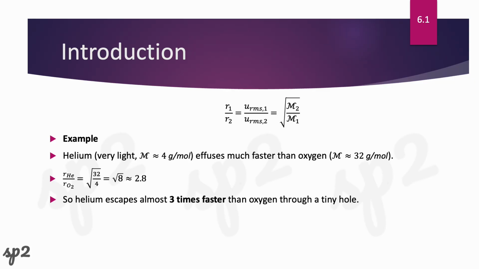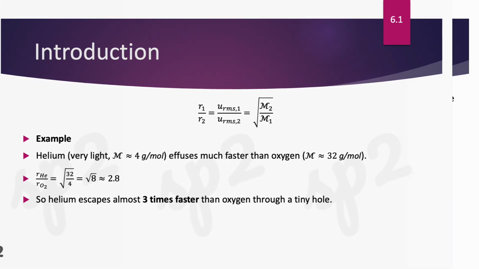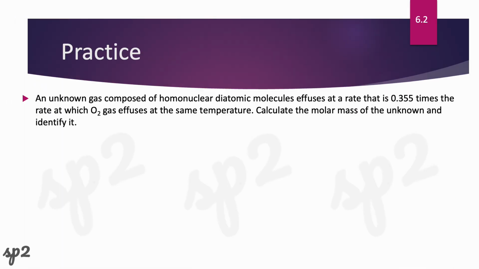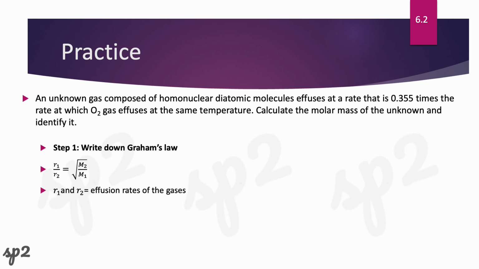Okay. Now take a look at another example. You've got an unknown gas composed of a homonuclear diatomic molecule. It effuses at the rate of 0.355 times the rate of the oxygen gas, and they have the same temperature. We'll try to figure out what is the molar mass of this gas so that we can identify it.